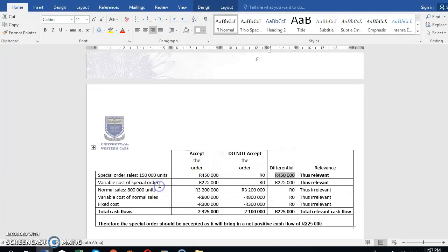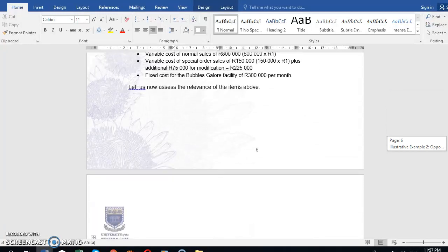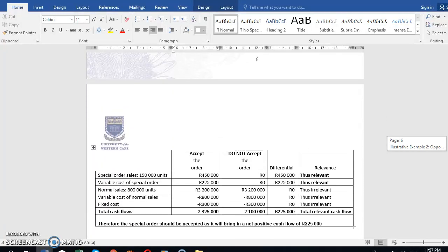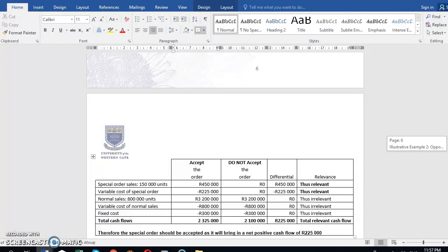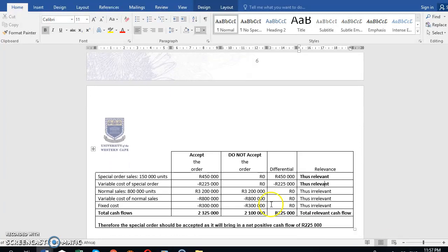Right. The variable cost of the special order, sorry, it's not 1 rand, it is 150 times 1, which is 150,000, plus the 75,000 modification, which is 225,000. If we do not accept the order, we won't pay anything. So the differential is 225, and again it's relevant because it's a future cash flow that differs between the two alternatives.